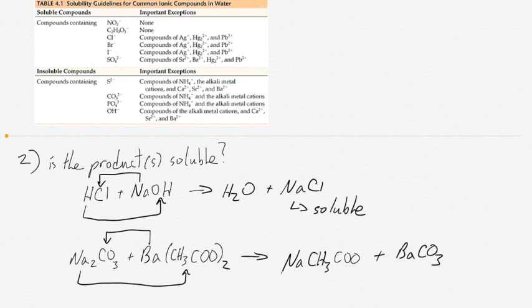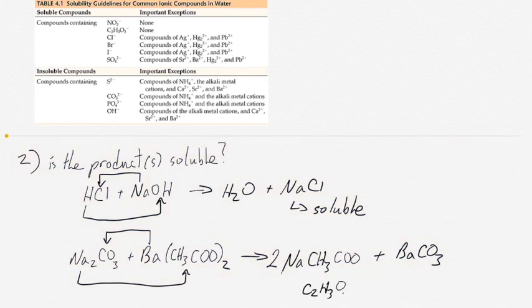This isn't balanced. On the left-hand side, we had two sodiums and two acetates, so we write a 2 here to balance our equation. And now we have to decide whether or not either of these two products or both of them are soluble or will precipitate. So we look at the sodium acetate first. The acetate ion is our anion, and we look at our chart and we don't see it, or rather we see something that is similar.